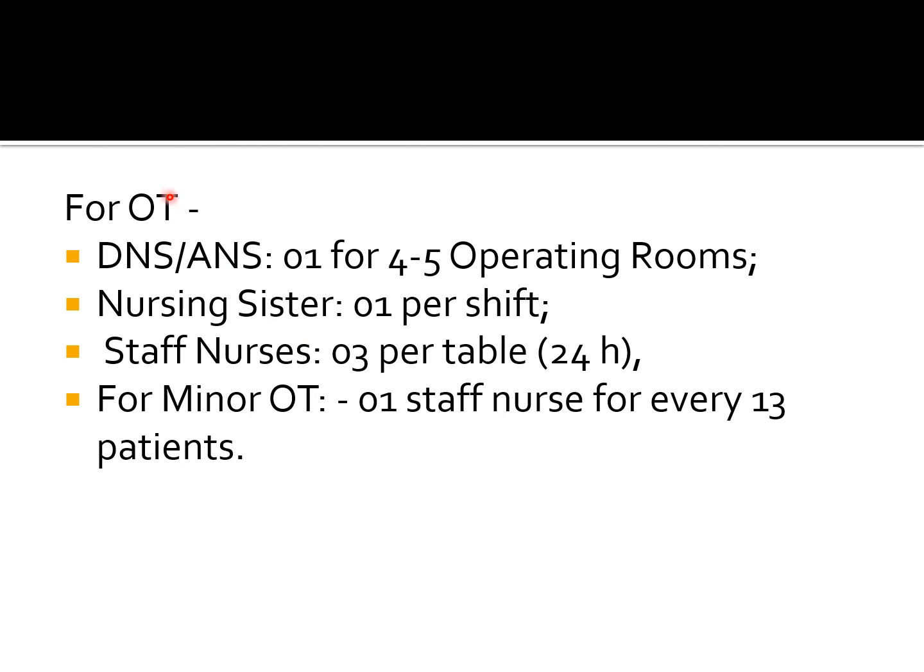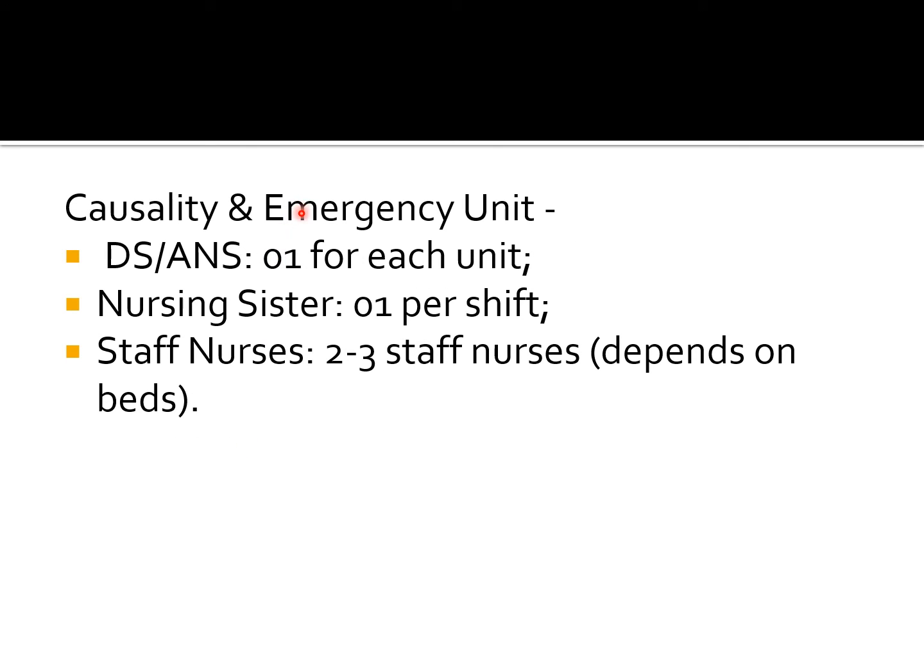For OT, INC recommends that DNS or ANS 1 for 4 to 5 operating rooms, Nursing Sister 1 per shift, staff nurses 3 per table. For minor OT, 1 for every 13 patients. For casualty and emergency, Deputy Nurse Superintendent or ANS 1 for each shift, Nursing Sister 1 per shift, staff nurses 2 to 3, and it depends upon the number of beds in casualty.